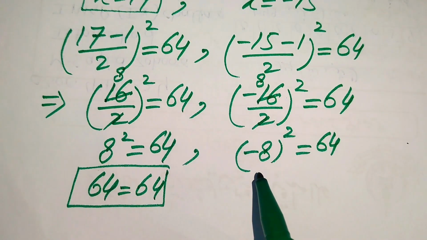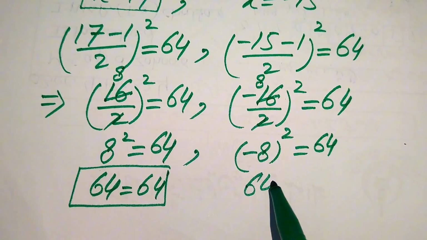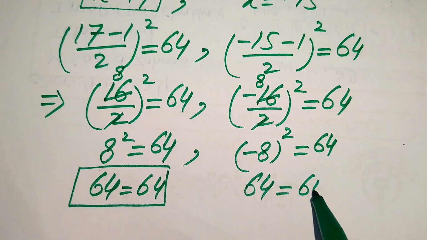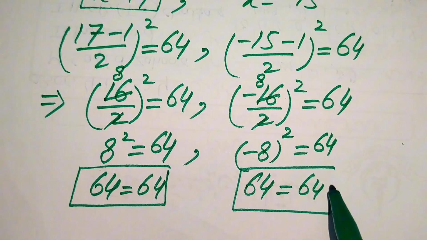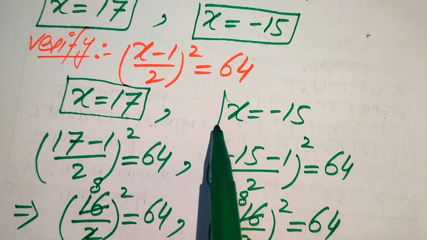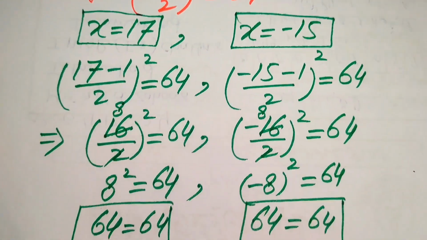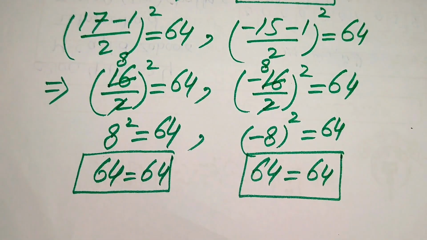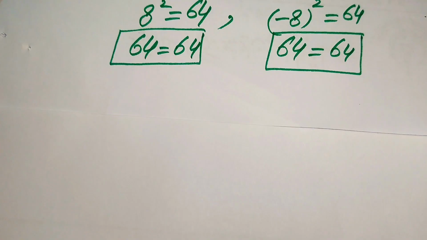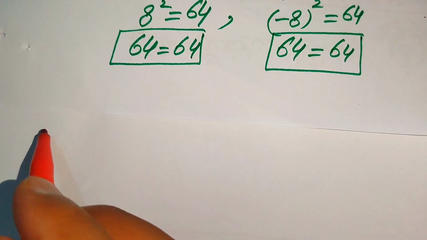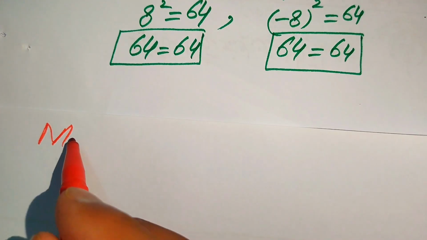In the same pattern, we have minus 8 square, which is also equal to 64. So the second root of x also satisfies our given question statement. So both of these roots satisfy our given question statement. And further, in the next step, we again solve this problem by the second method.